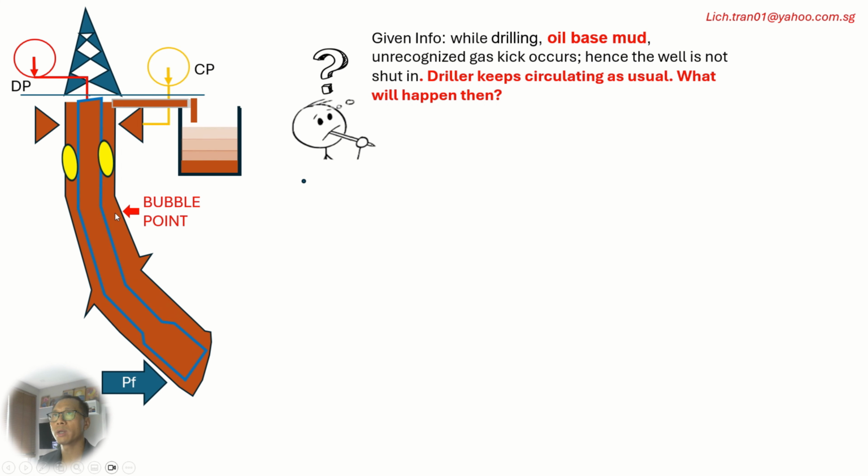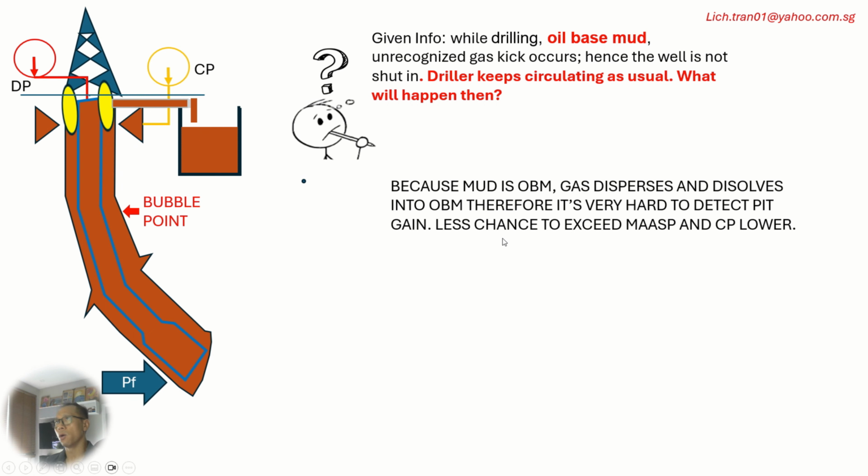Gas travels up to the bubble point, breaks out from the mud, keeps going up to the surface and unloads the annulus quickly, and the pit gain increases tremendously. We know that the mud is oil-based mud, and we also know that the gas disperses and dissolves into oil-based mud. Therefore, it's very hard to detect pit gain initially. Therefore, there is less chance to exceed the MASP at the shoe, and the casing pressure will also be lower.